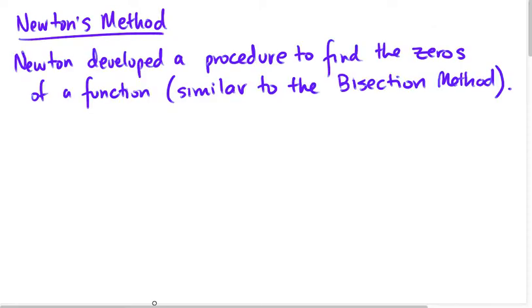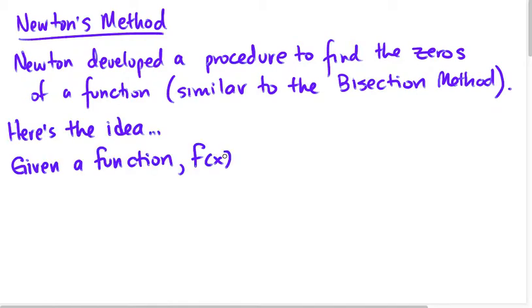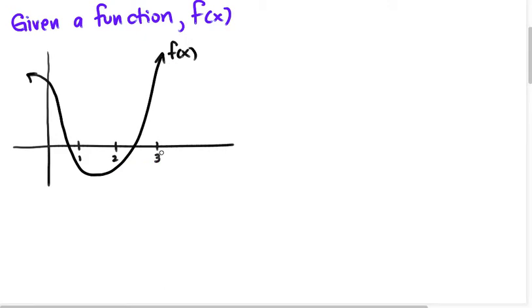One of the great inventors of calculus is Newton, and he developed a really cool procedure to find the zeros of a function. This is very similar to the bisection method that we've already seen. So here's the idea. First of all, we need to start with a function. So let's create a graph that looks like this function, and we'll call it f of x.